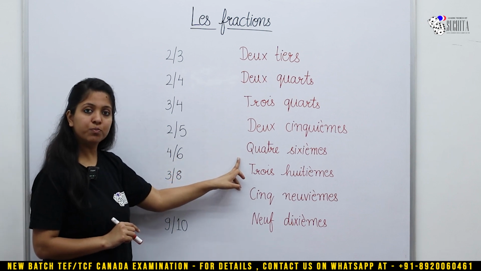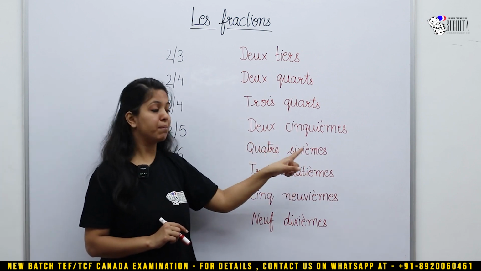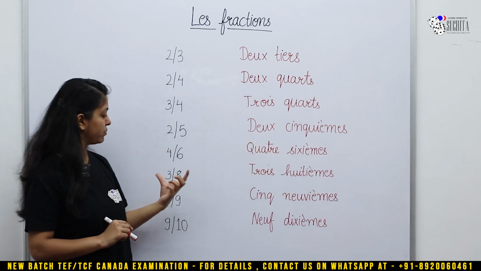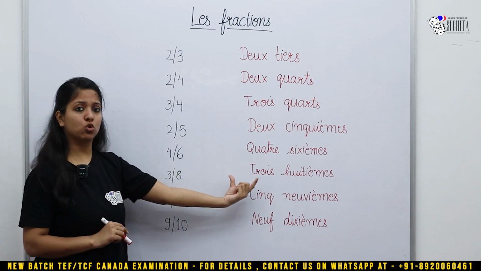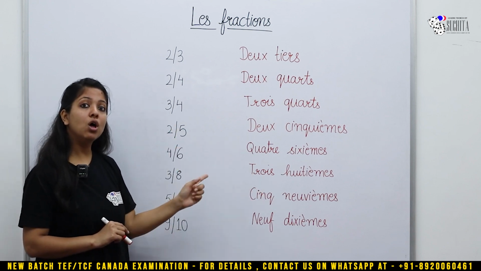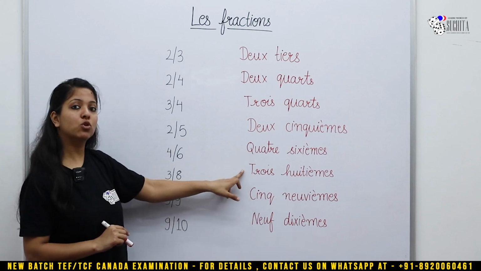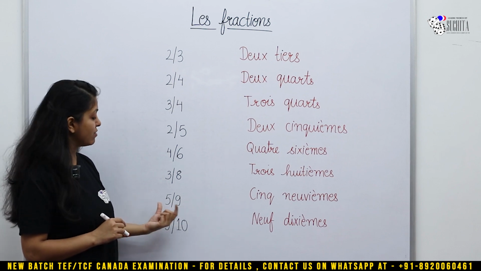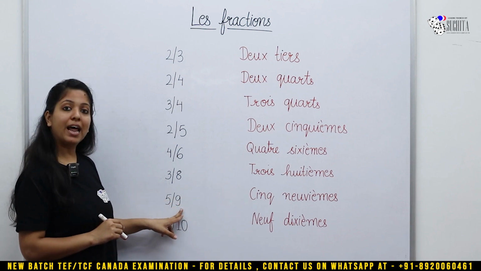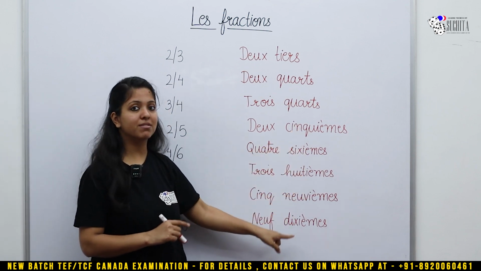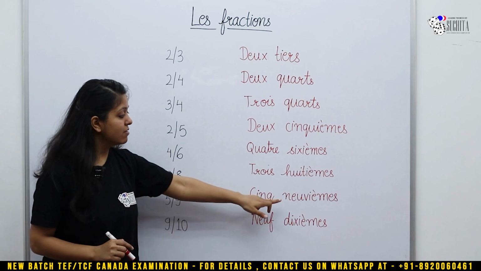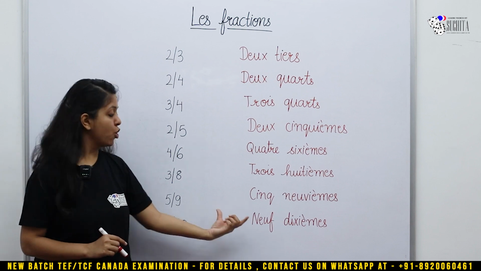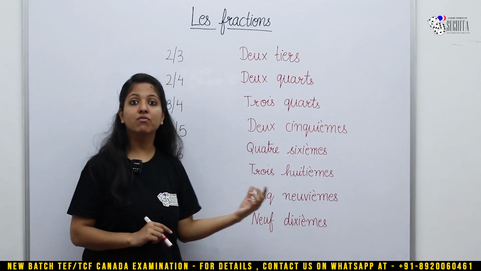4/6. How would you say that? 4 is quatre. 6th was sixième, but this time it will be with an S because it is plural. So quatre sixièmes. 3/8. 3 is trois. 1/8 was un huitième. Now here it would be trois huitièmes with an S. 5/9. You would say 5 is cinq and 9th is neuvième. All these are ordinal numbers as I just told you in the previous slide. So neuvièmes with an S because it is plural. Now 9/10 would be neuf dixièmes with an S.